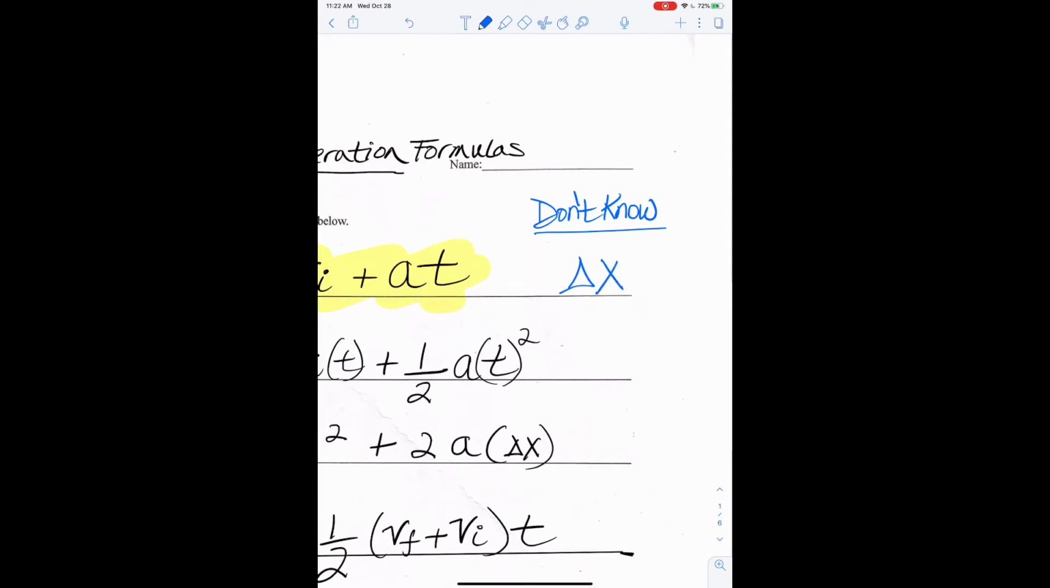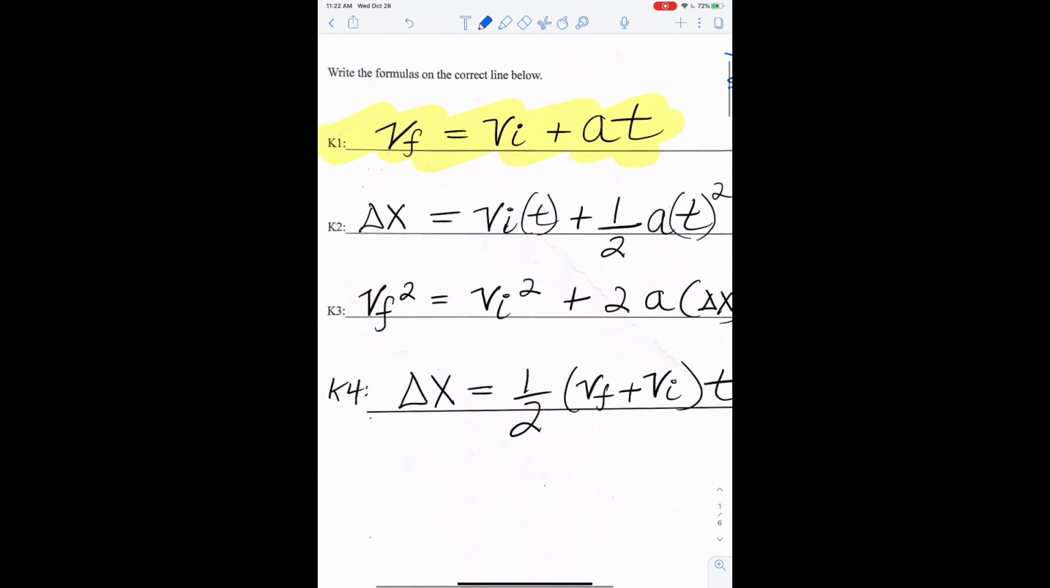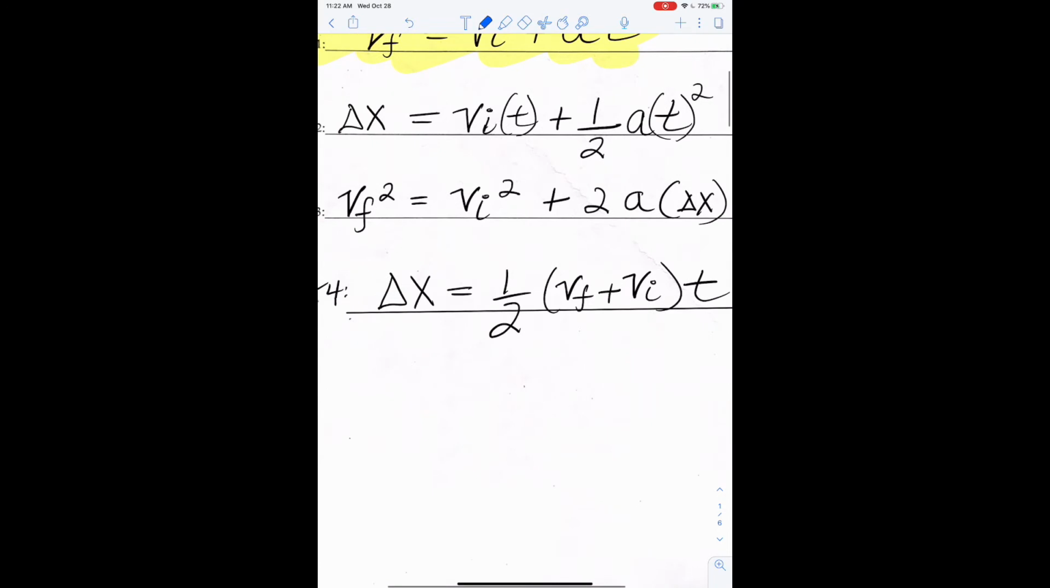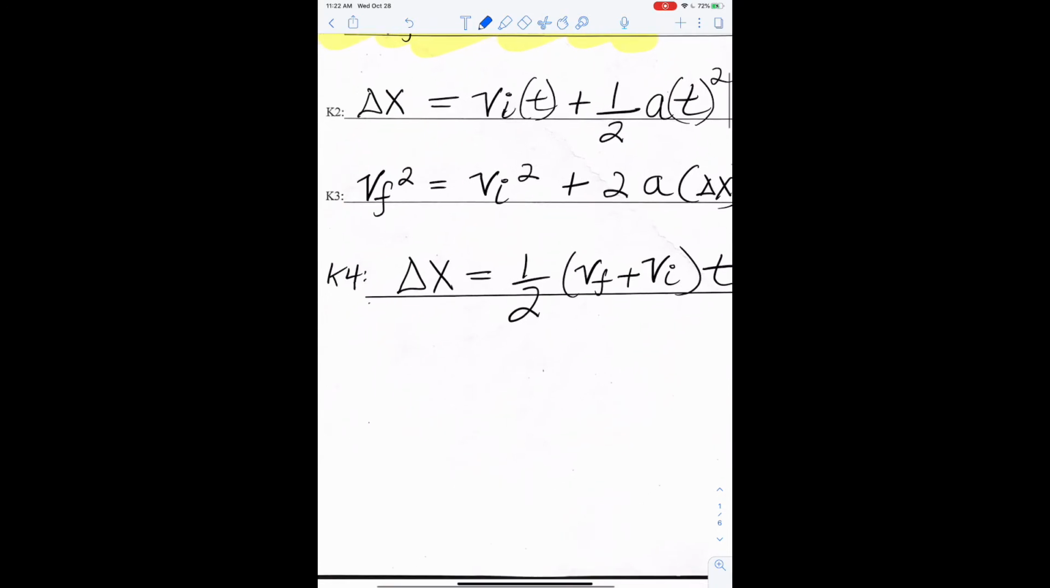So each formula is going to have something unique to it that's missing, is what I'm trying to say. So if we come back to the next one in K2, what's missing in K2? Once again, one of the 5, VF.